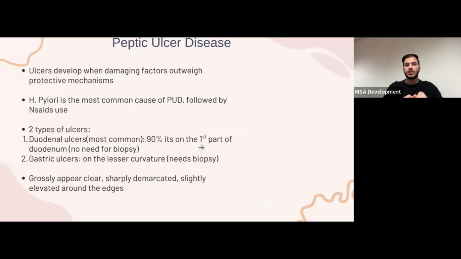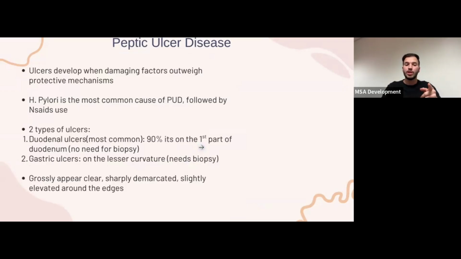Now, peptic ulcer disease. Ulcers develop when the damaging factors outweigh the protective mechanisms. H. pylori is the most common cause, followed by the NSAIDs. We have two types of ulcers: duodenal ulcers and gastric ulcers. Most gastric ulcers are benign. However, they may become malignant.